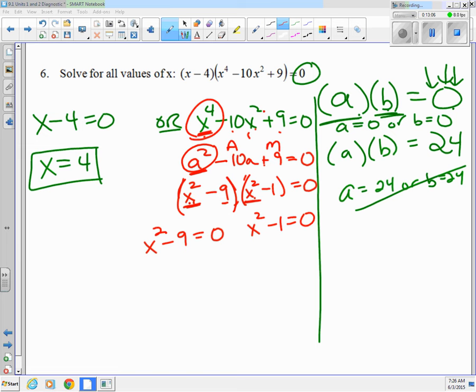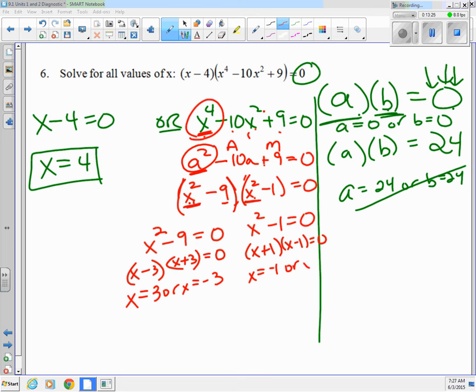And you could solve these in various ways. So I'll just factor. These are very easy. These are difference of two squares factorings. And you can solve them like this. And so I would get x equals 3, or x equals negative 3, x equals negative 1, or x equals 1. So my solution set, I'd have 5 solutions to this equation. I have the 4 from before, I have 3, I have negative 3, I have 1, and I have negative 1, all solutions.